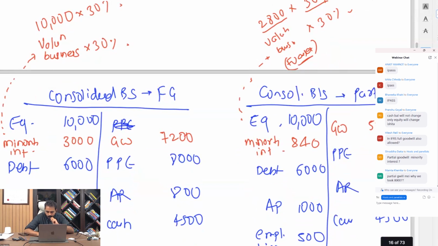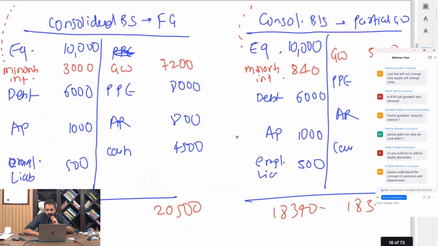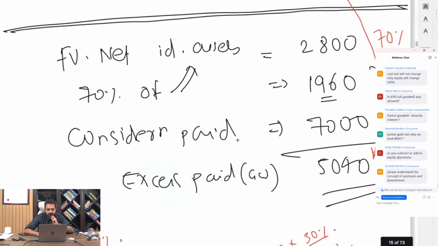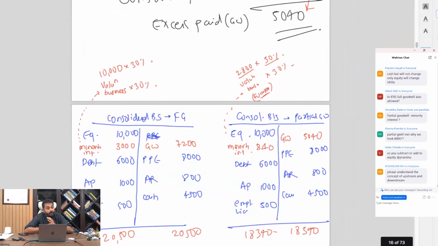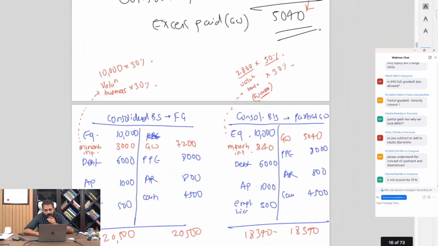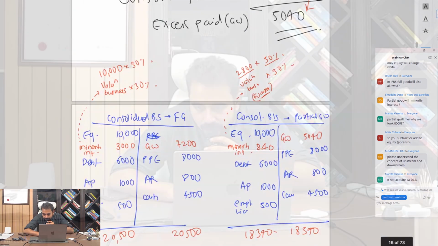In partial goodwill, why did we take 8,000? Which 8,000 did we take? Yeah, so that full or partial, who asked that question?